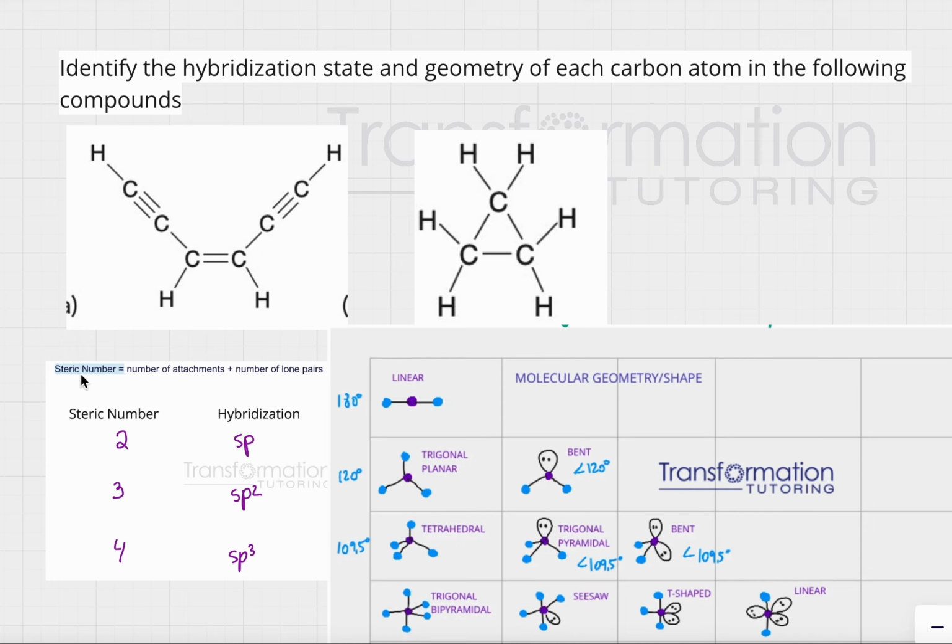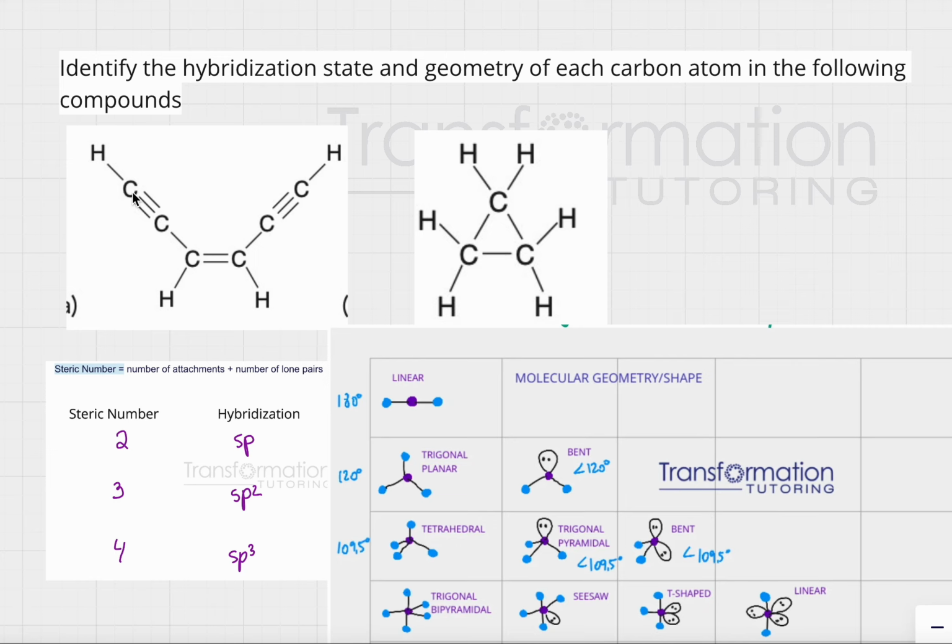In order to do that, first we must figure out steric number, which is number of attachments plus number of lone pairs. And then if our steric number is 2, hybridization is sp. If it's 3, it's sp2. And if it's 4, it's sp3. So let's go ahead and look here.